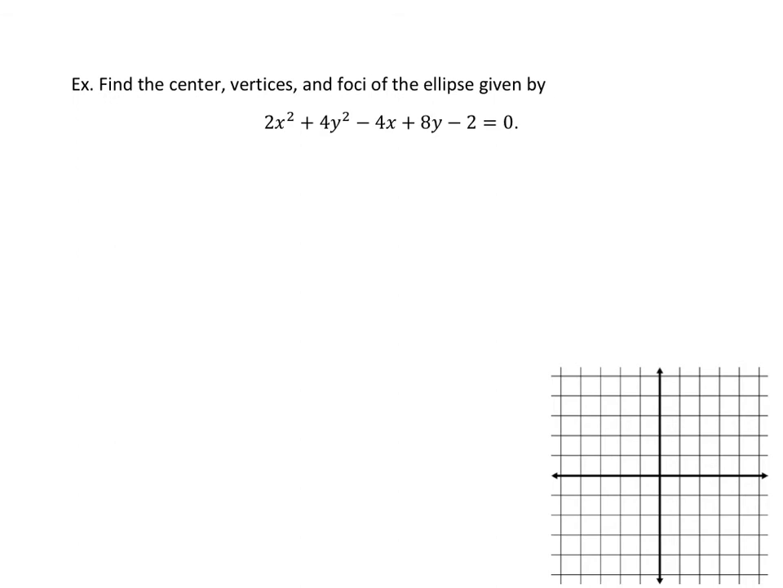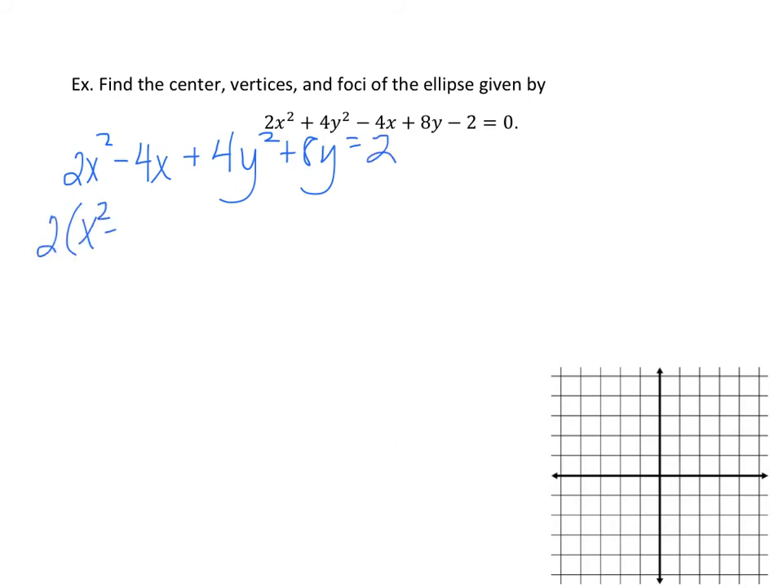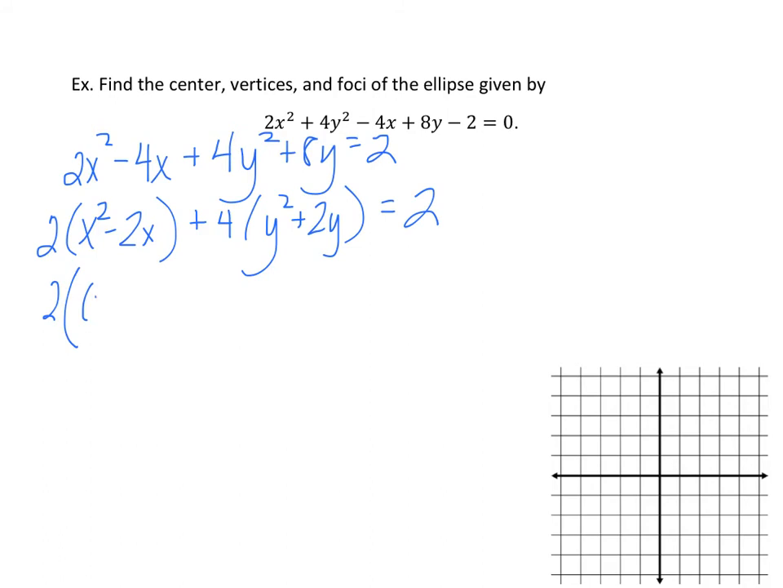If I put my x's together, 2x squared minus 4x plus 4y squared plus 8y equals 2. Take my coefficients out, would leave me x squared minus 2x plus 4, y squared plus 2y equals 2. 2 times, completing the square, (x minus 1) squared minus 1 plus 4 parenthesis parenthesis (y plus 1) squared minus 1 equals 2.